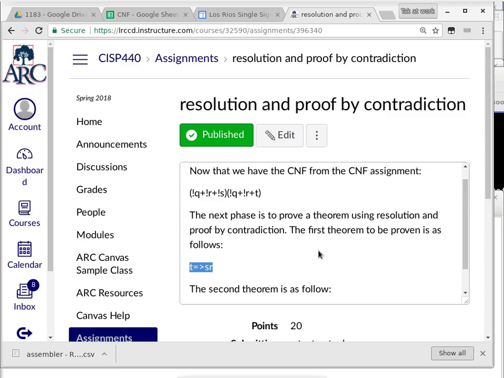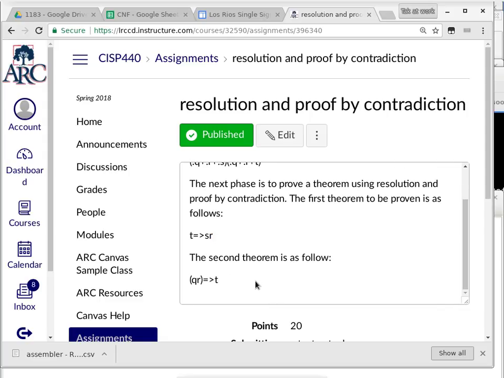You have to do it step by step. Every single step you have to show me which two expressions are resolving to which resulting expression. The second theorem that I want you to either prove or disprove is the one below, which is Q and R implies T. Those are the only two theorems you have to prove or disprove. But the trick is you have to use resolution, proof by contradiction, and your CNF. You can see that neither of these is in CNF. Doesn't matter, because you don't want to convert this into CNF. You have to convert the negation of that into CNF.